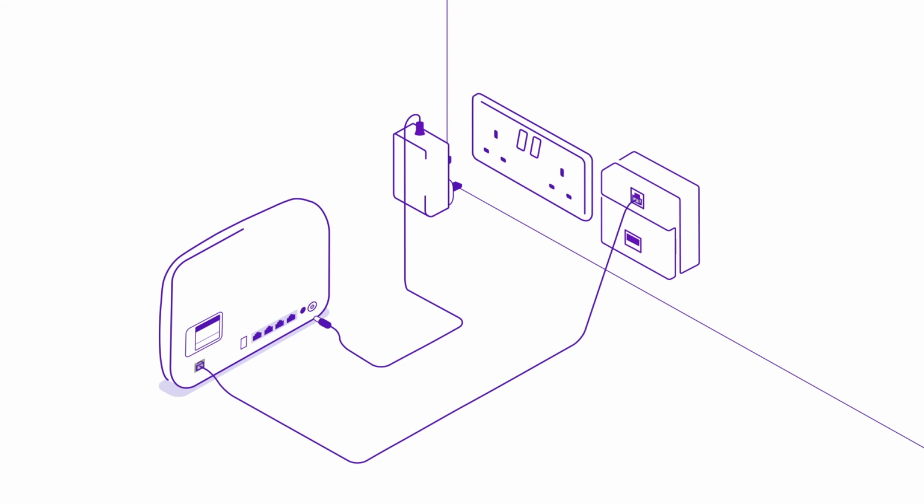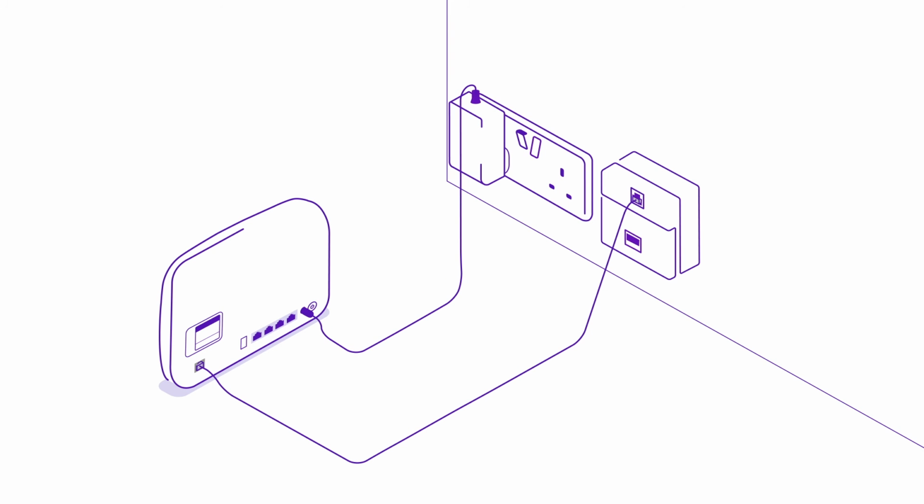Connect the power cable to the Smart Hub 2. Plug it in and switch it on by pressing the power button on the back. The hub lights will turn on and after a few moments will turn blue. That's it, your Smart Hub 2 is ready to go.